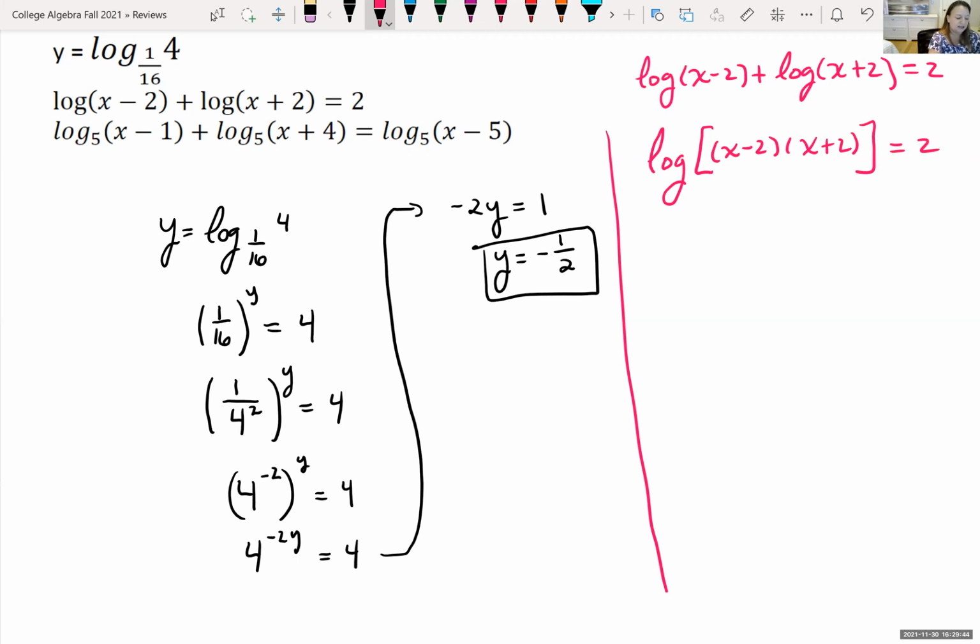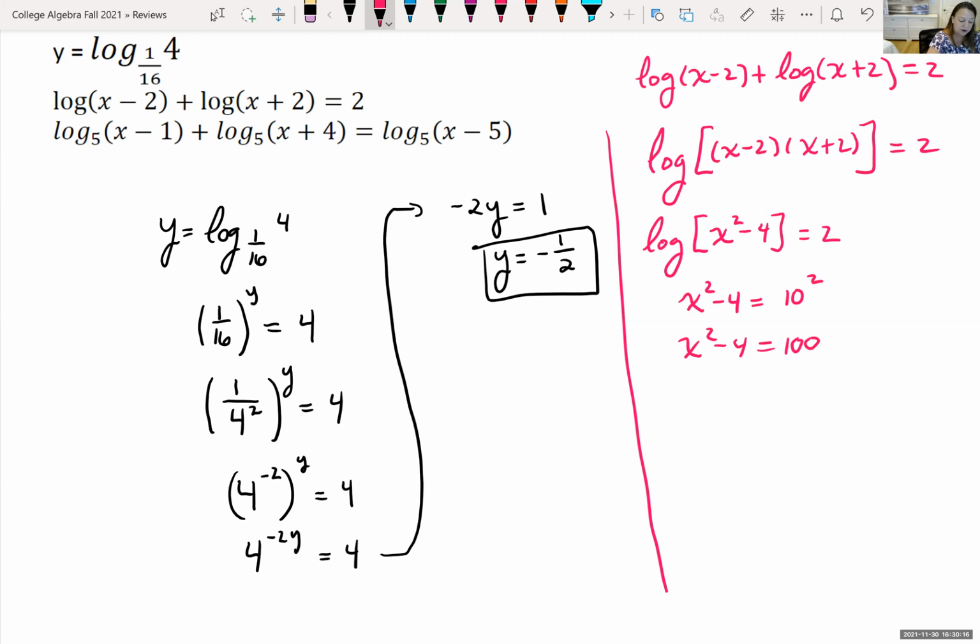So I'm going to distribute this out. So this is log of, and I could have done this later, this is the difference of squares. So this is the same thing as x squared minus 4 equals 2. Once you have a single log equal to a number, then we can rewrite this in exponential form. If the base is not shown, we know it's base 10. And so we have here x squared minus 4 is equal to 10 squared. So x squared minus 4 is equal to 100.